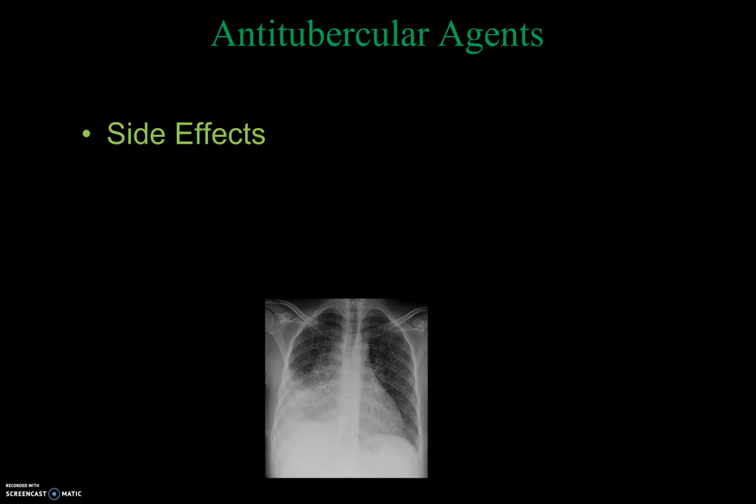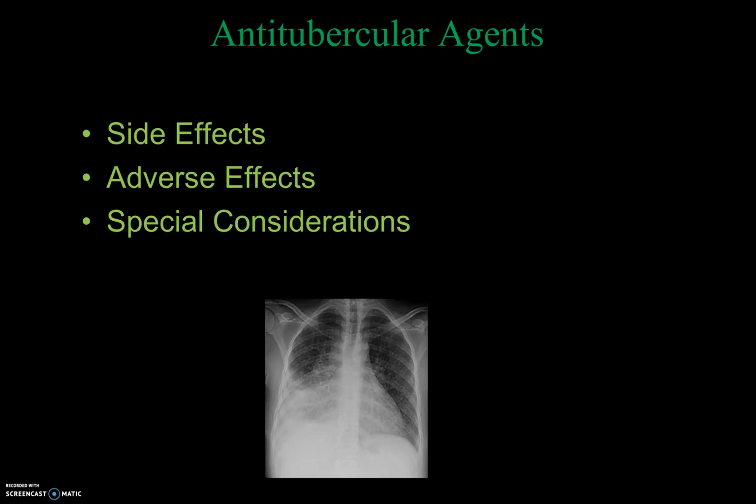Side effects include psychoses, seizures, visual disturbances, nausea, vomiting, rashes, gynecomastia, blood dyscrasias, peripheral neuropathy, and fever. Adverse effects include drug-induced hepatitis. Special considerations: administer with food if GI upset occurs, but avoid antacids with aluminum within an hour of administration. If overdose occurs, the treatment would be with pyridoxine or vitamin B6 as per your institution's protocols.